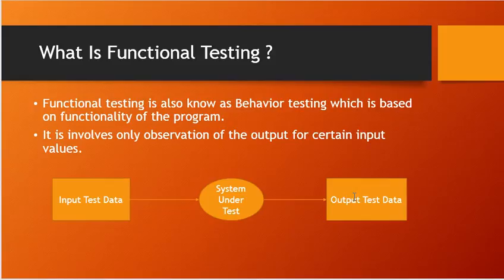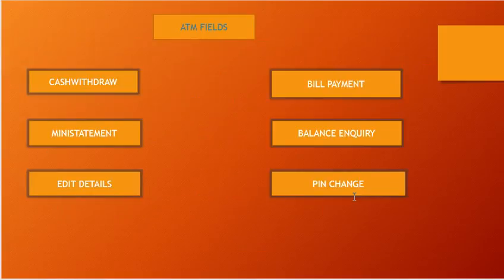Okay, hope you got the slide right. So this is just a definition of functional testing. Let me get into detail of how exactly we do functional testing in terms of manual testing. To give you a detailed description, let me get into a new slide where I have taken a live example of an ATM machine. Okay, this is how the ATM machine looks. This is just a simple flow where in the ATM I have cash withdrawal, mini statements, edit details, bill payment, balance inquiries, and pin change.